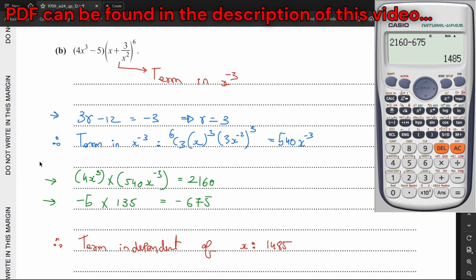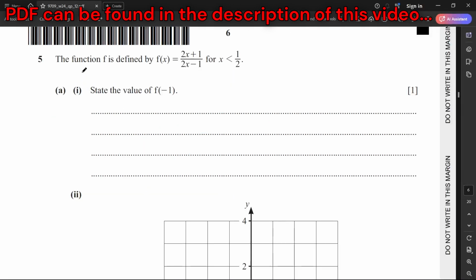So that's how you solve the question on the binomial expansion when you are aware about what kind of power you require, but then you want to find out the value of r. It is straightforward. If this is something that you were never aware about, just make sure you are aware about this concept and you can solve any kind of questions in binomial expansion. So for question 5, the function f is defined by this for x less than half.